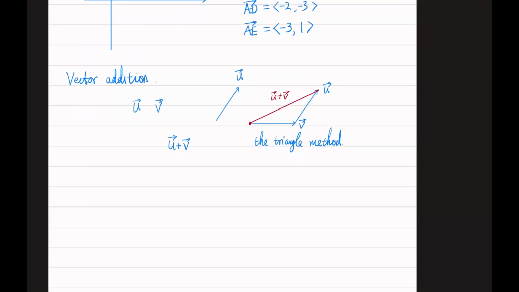Okay, then in coordinates, suppose u is a vector with two components. v is another vector, two components. Then the vector addition, we just add their corresponding components.